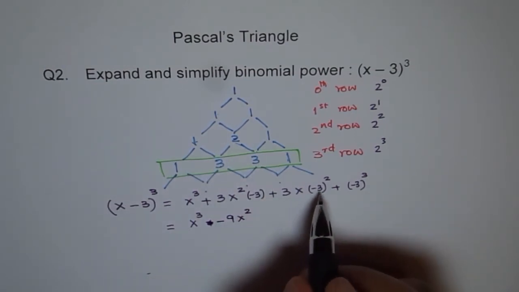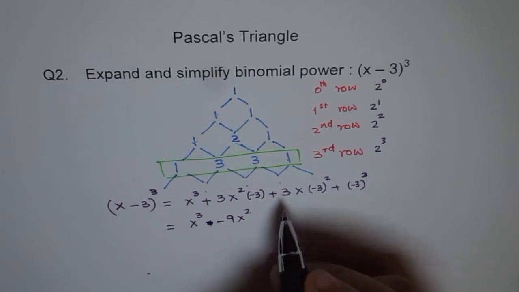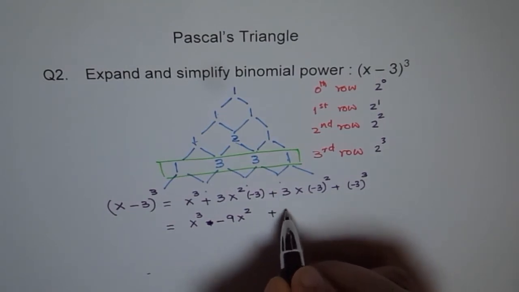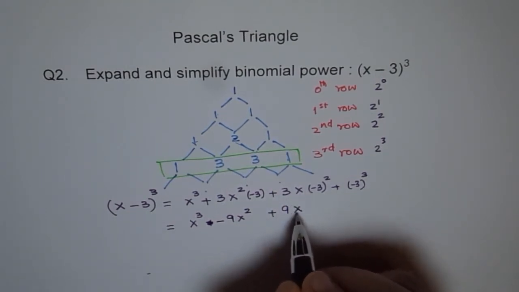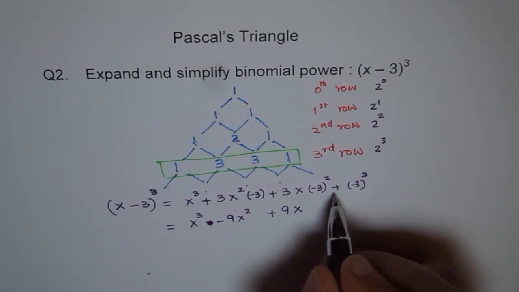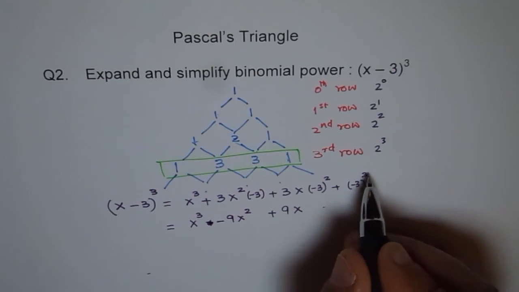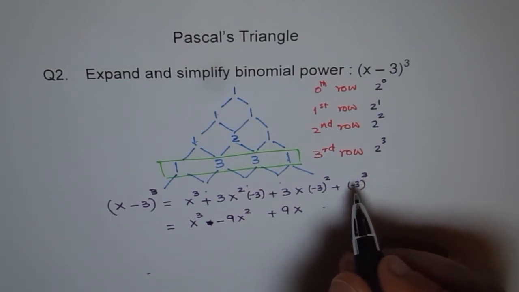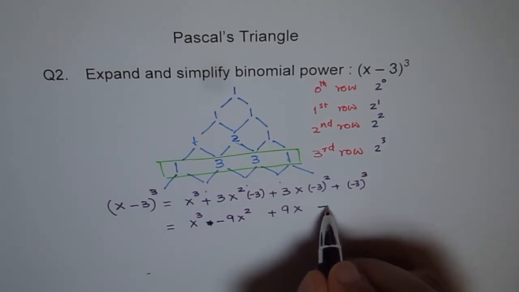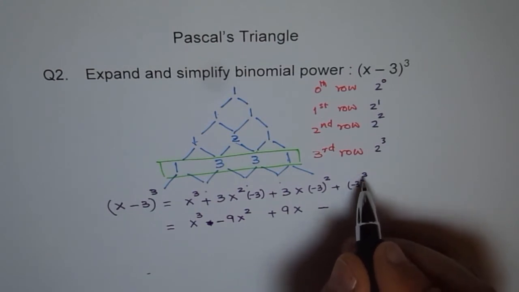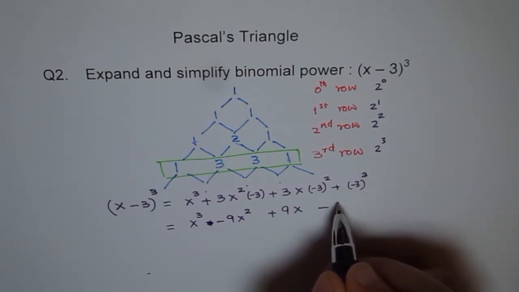Now here we'll first see this power, because that is going to make it negative or positive. When it is squared, it becomes positive, so this remains positive. So let's make it plus 9, and this is x, correct? Now in this case we have minus 3 to the power of 3, that means it is negative, so we should write negative here, correct? And 3 cubed is 27. 3 times 3 is 9, 9 times 3 is 27. So we get this term.